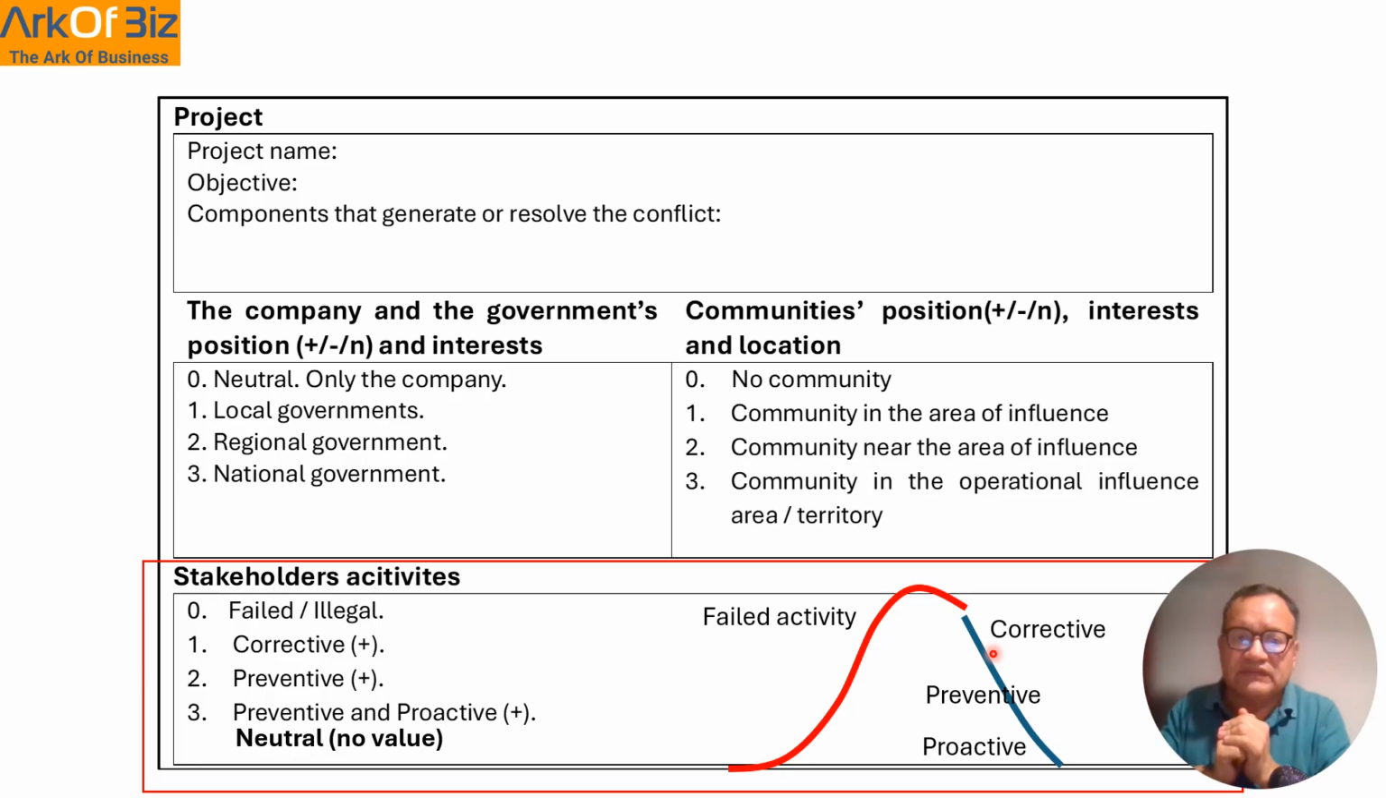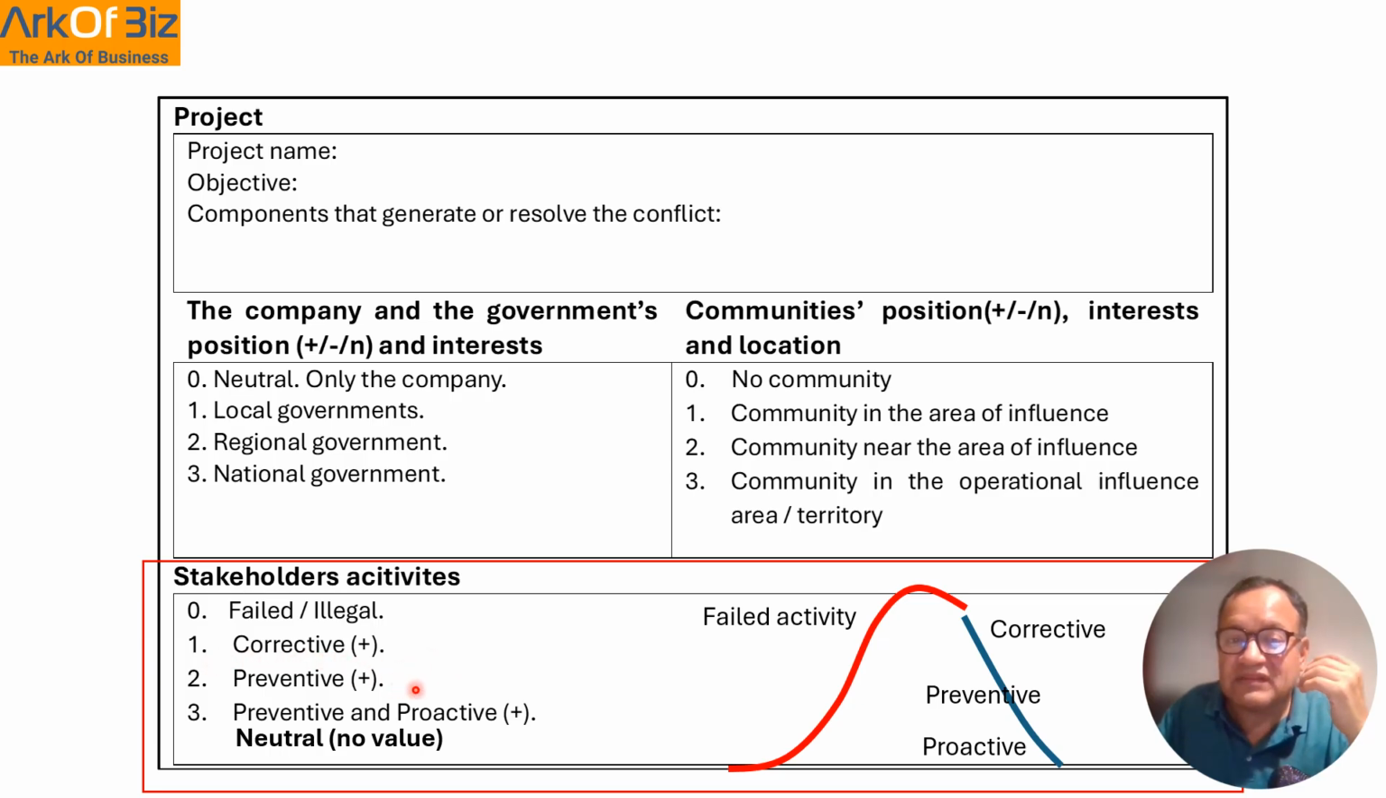Okay, with this type of activity, the conflict begins to decrease in intensity. Here they start the negotiations. The parties start sitting at the negotiation table, listening to each other, and maybe reach agreements. Okay, but we also have better activities. These are preventing activities. Preventing activities have a value of 2.